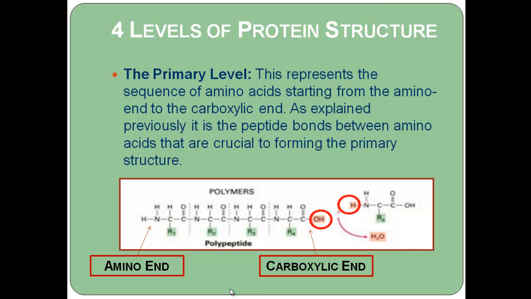In this figure, I'd like to highlight the amino end, which is the amine group on the first amino acid, and the carboxylic end, that is the carboxylic group on the last amino acid. These amino acids, indicated by R1, R2, R3, and R4, are connected by peptide bonds, as you can see along the dotted lines. It's actually the peptide bonds between amino acids that are crucial to formation of the primary structure.